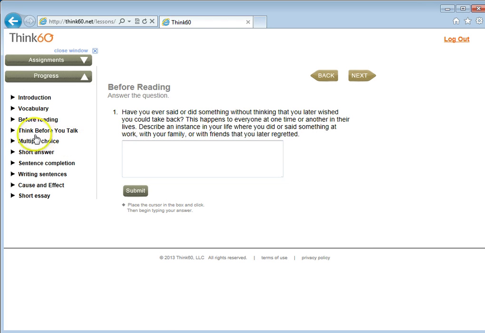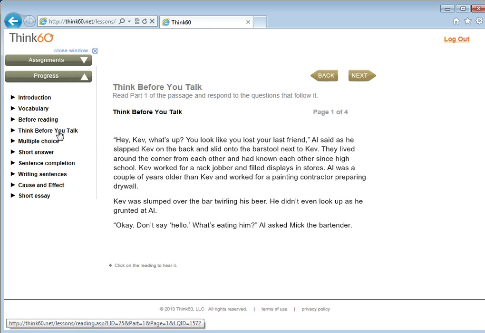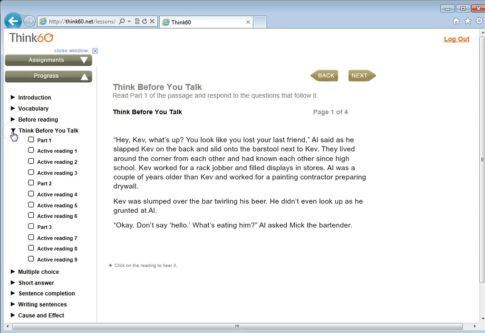The section that includes the reading passage is identified by the title of that passage. Each passage contains 2, 3, or 4 parts, depending on the length of the passage, which could be anywhere from 1,000 to 1,500 words. This passage contains 3 parts. Each part is divided into any number of pages, so the student only has to read what's on the screen.